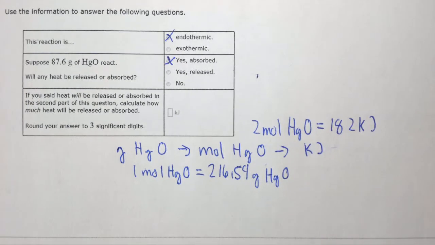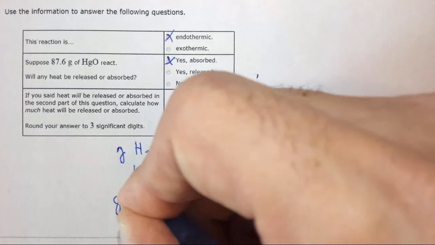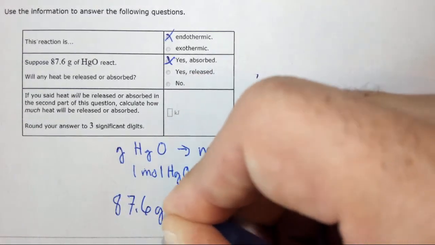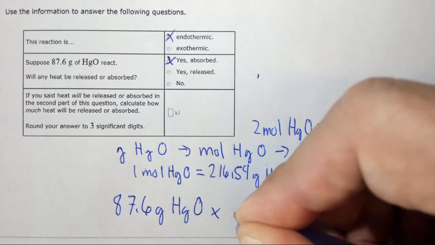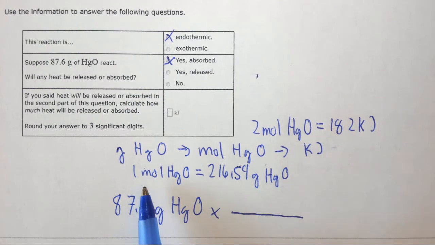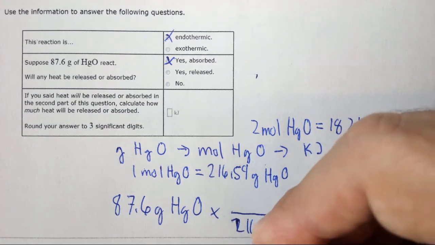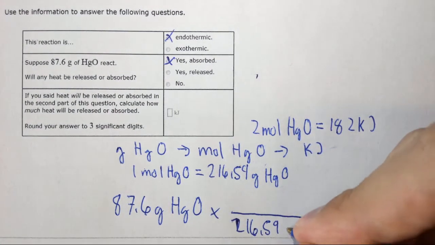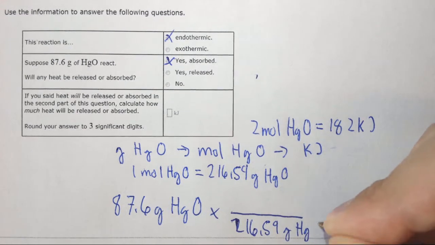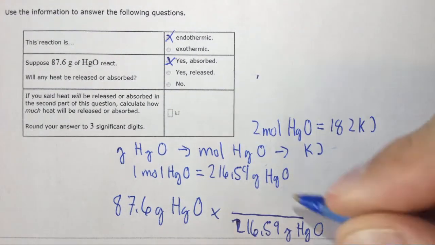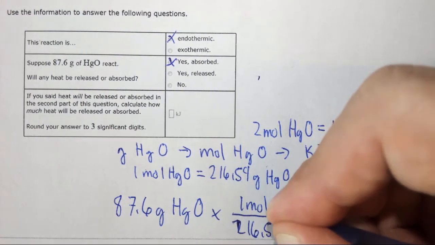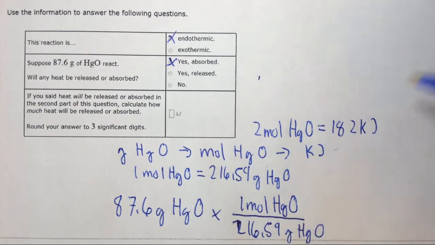Now we can do the dimensional analysis, starting with 87.6 grams of HgO times, we want to convert grams to moles, so we want to put grams on the bottom, 216.59 grams of HgO. That'll make grams of HgO cancel out. 1 mole of HgO on top.